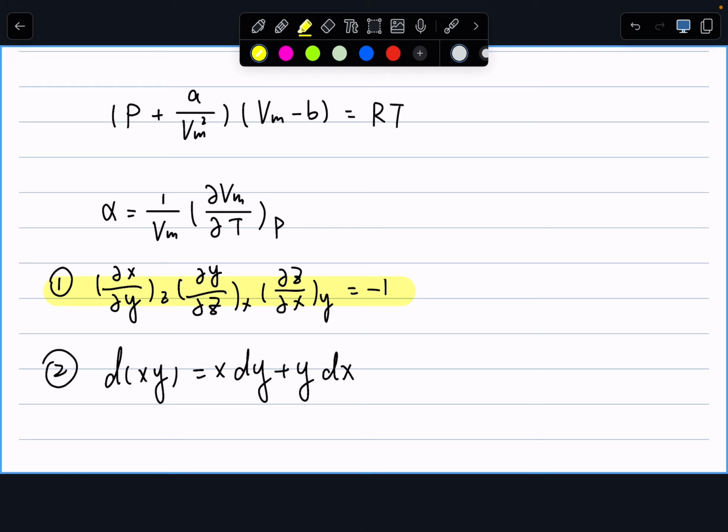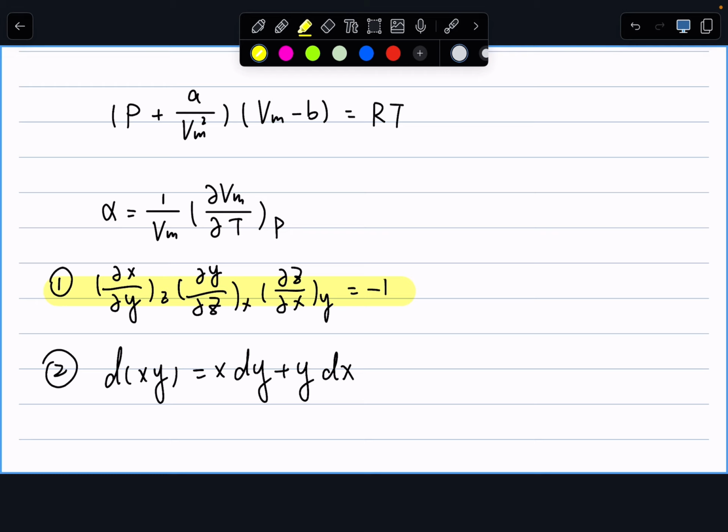So in this part, what we want is this term, right? The partial derivative of Vm over T at constant P. But it's not straightforward to solve for Vm, so let's solve for the other two and use the cyclic chain rule later on. So let's look at this one as our first term. We're talking about the partial derivative of T as a function of P at constant Vm. So we can rewrite that equation as a function of T.